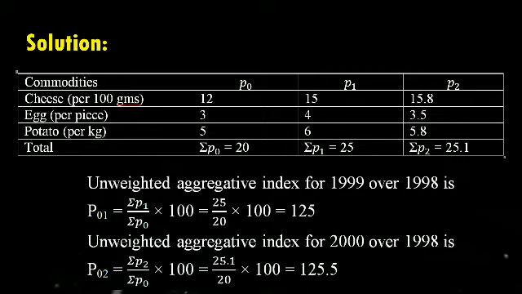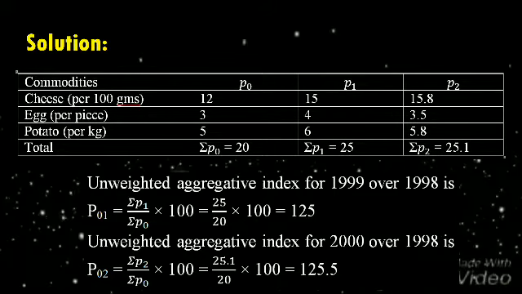So when the answer is greater than 100, the price values are increased by a certain percent, and when the answer is less than 100, the price values are decreased by a certain percent.